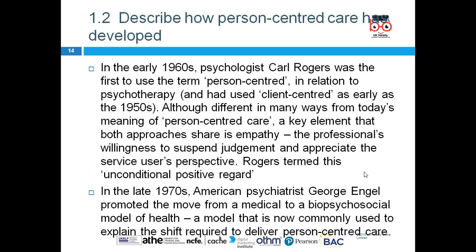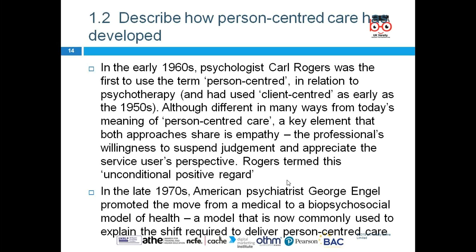Now we're going to go into 1.2. So 1.2 is describe how person-centered care has developed. Now this is a little bit of history involved here, so I'm giving you the right details. I'm going to read through it. Please bear with me. So when we go on to 1.2, this is the gist of what you will need to be including to answer that question. So pay attention to this.